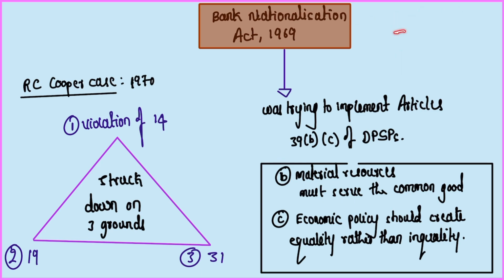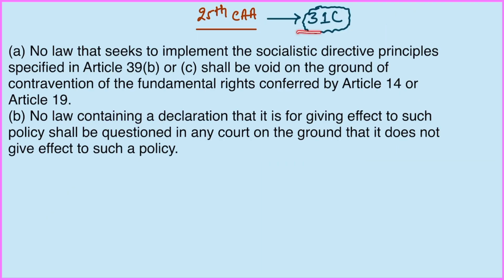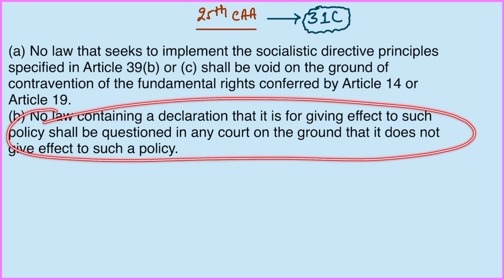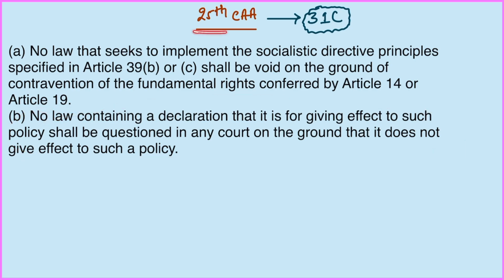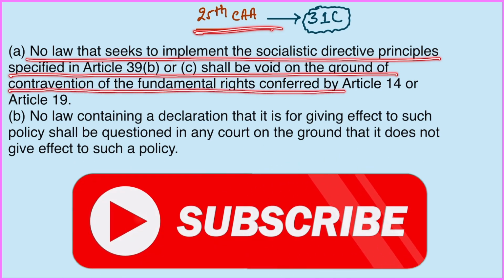Now let us see what does Article 31C say. This is the exact wording of Article 31C as it was amended in 25th Constitutional Amendment Act. Now currently this second provision is not there. Okay. Now let us see what it said in the beginning. No law that seeks to implement the socialistic directive principles specified in Article 39B or C shall be void on the ground of contravention of the fundamental rights conferred by Articles 14 and 19.